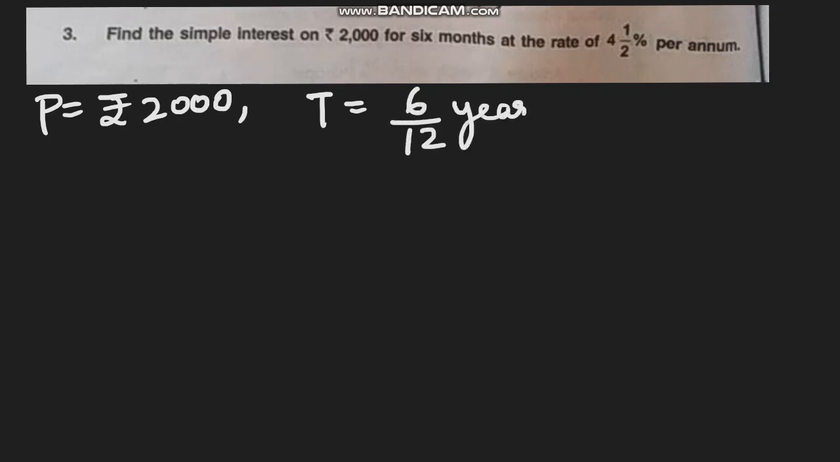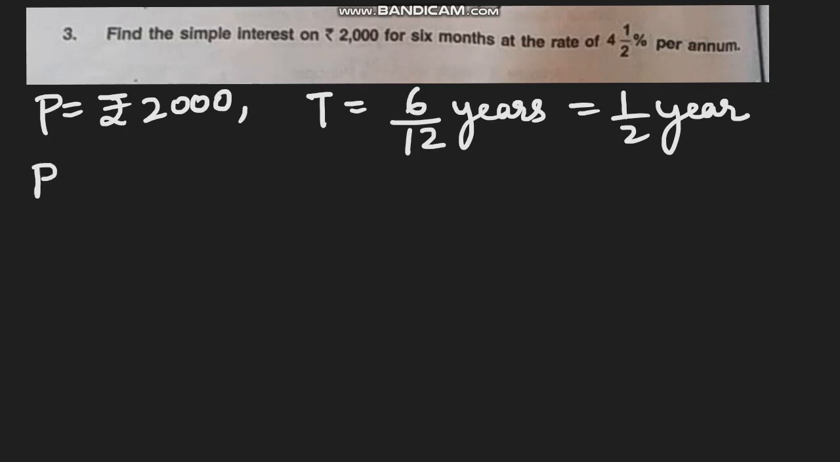See what is given. Find the simple interest on rupees 2000 for 6 months at the rate of 4.5% per annum. See, it's very simple. First of all, let us write what is the principal amount. See, principal amount P is equal to rupees 2000. Okay. Now, time period is given as 6 months. That means if you convert it into years, it will become 6 by 12 years. So 6 by 12 का मतलब क्या हो गया? 1 by 2 years. Half year है.